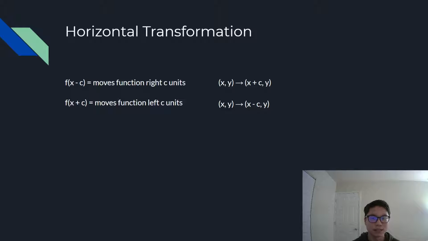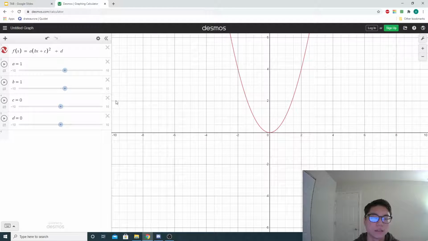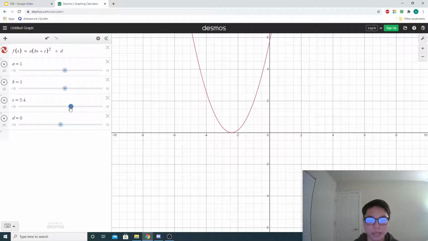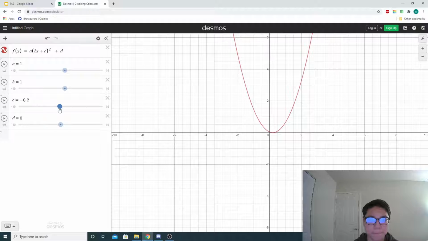On the right hand side, you can see how the x and y coordinates are changed. When graphing, as you increase c, the function moves left. When decreasing c, it moves right.